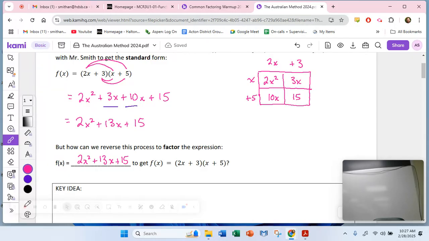The people that took grade 10 academic, you might remember the connection. For the people who took grade 10 applied, this might be new. But see how you could pull out 3 and 10 if you were just given 2x squared plus 13x plus 15. And then I'll show you how we can proceed to factor it. It's a bit of a hint. It's kind of a similar numbers game to what you guys have done with simple trinomials.